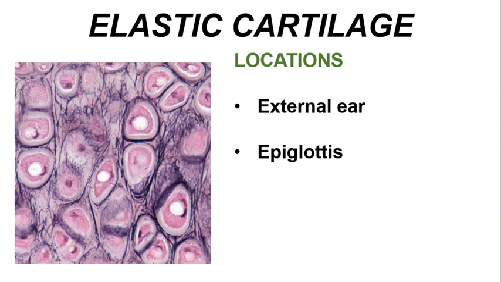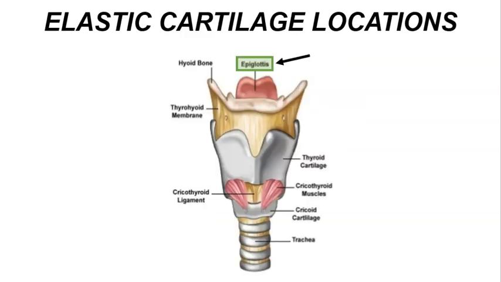We primarily see it present in the external ear, as well as a structure called the epiglottis. So the epiglottis is a structure that closes off the trachea when we swallow, so that food is directed into the esophagus and not into the trachea.